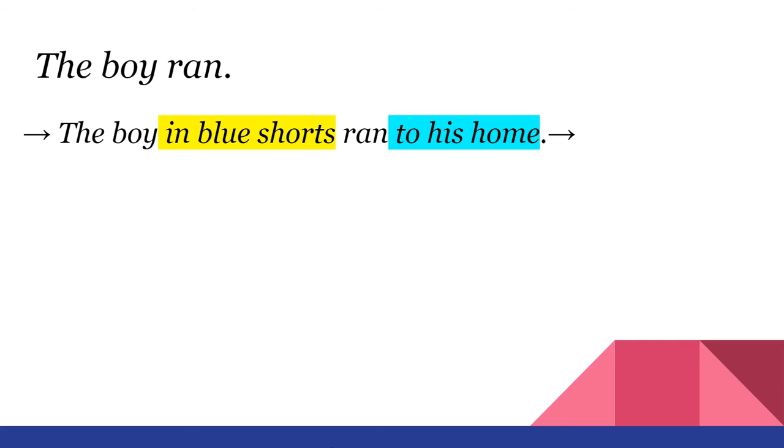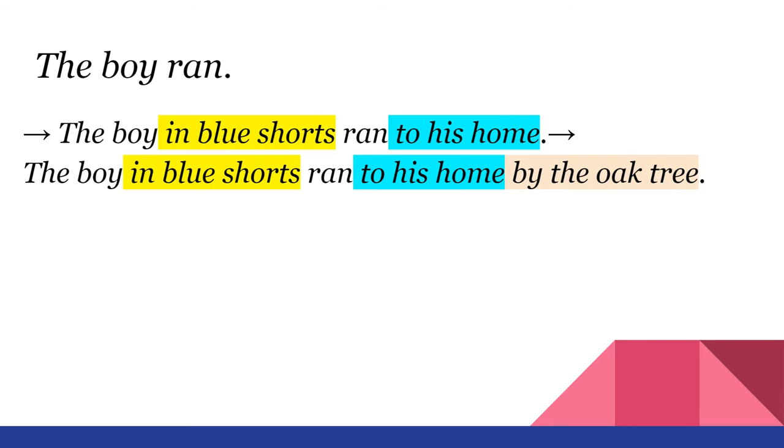So when you look at this, already our sentence is a lot more precise. We have a lot more information about what's going on. We know something about the boy and where he's going. And it was a simple thing just to add in those prepositions. We use the prepositions in and to give more information about what's going on here. But we could also add prepositional phrases onto prepositional phrases. The boy in blue shorts ran to his home by the oak tree. So we have prepositional phrases here modifying our subject, modifying our verb statement, and modifying another prepositional phrase.